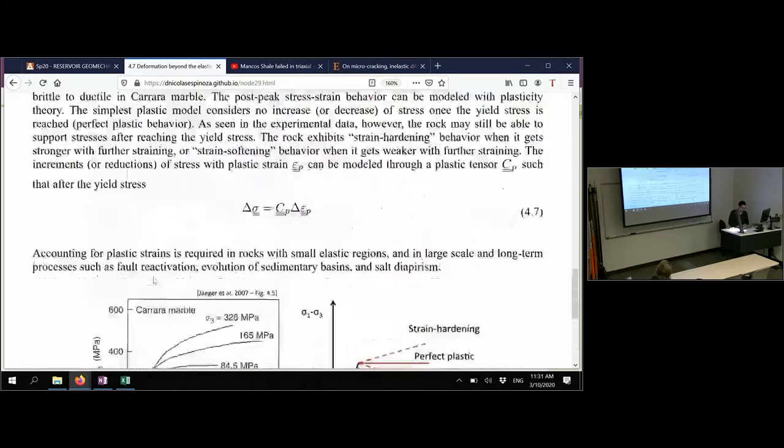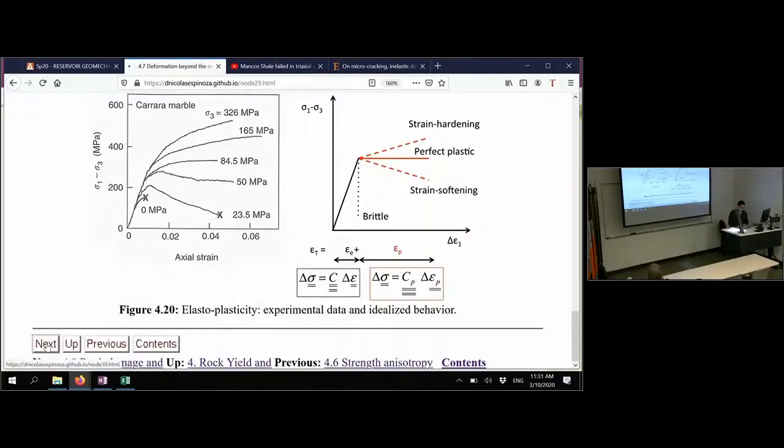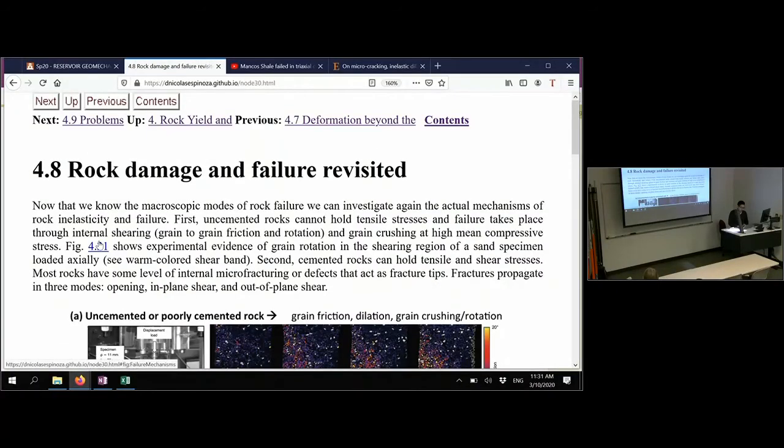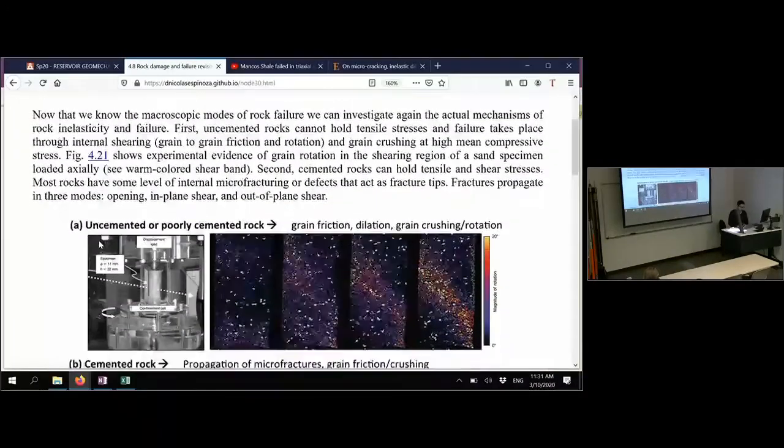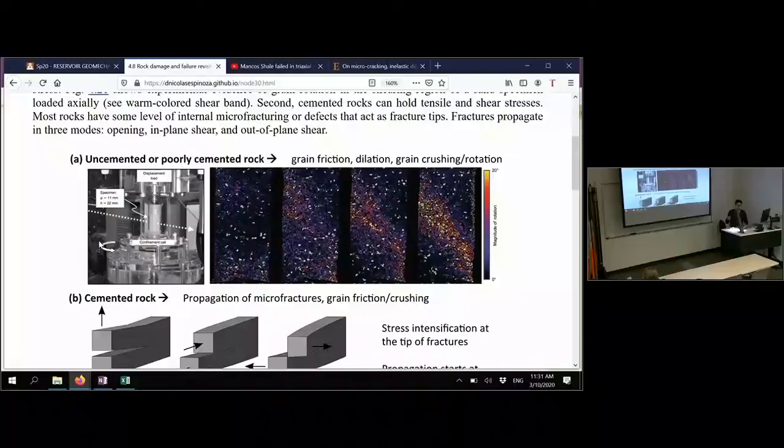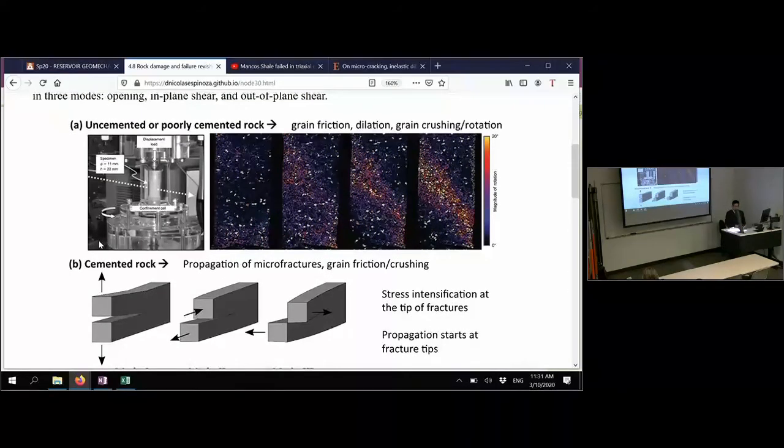And I think we have one more topic to talk about. And this is just to think a little bit again about failure. Failure processes are going to be quite different depending on the materials that we're dealing with. It's not the same to deal with unconsolidated sand as to deal with rock. The failure processes are going to be quite different.